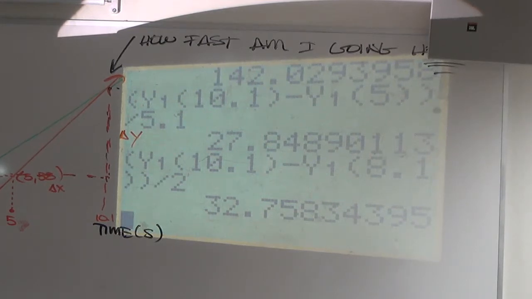32.8-ish, 32.76 feet per second. Is it faster than it was from 5 seconds to 10.1? That hopefully makes sense, doesn't it, friends? Because that line is getting steeper, yes? It's getting steeper and steeper and steeper.